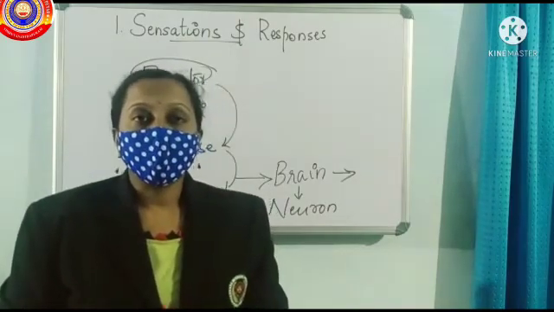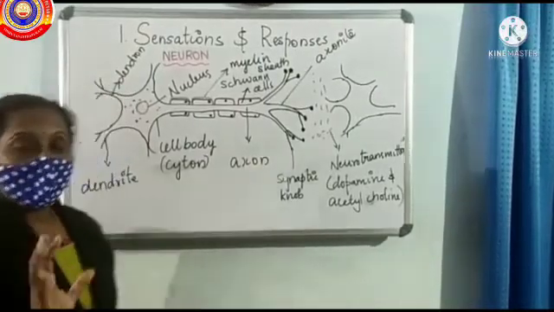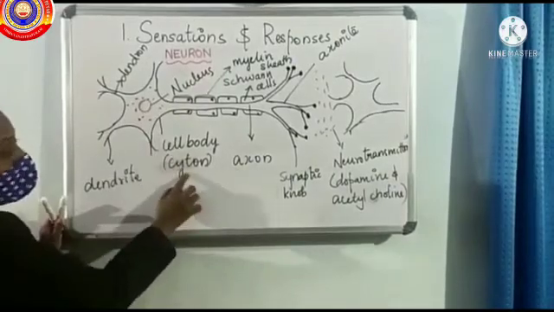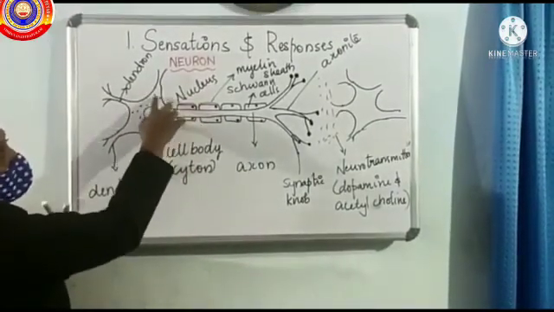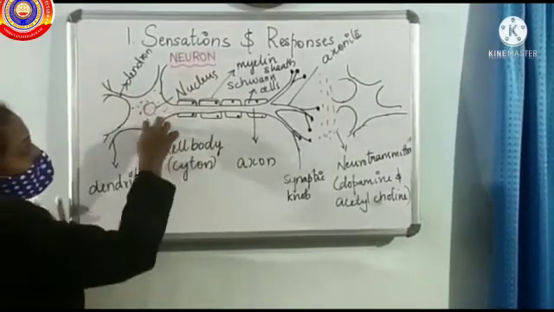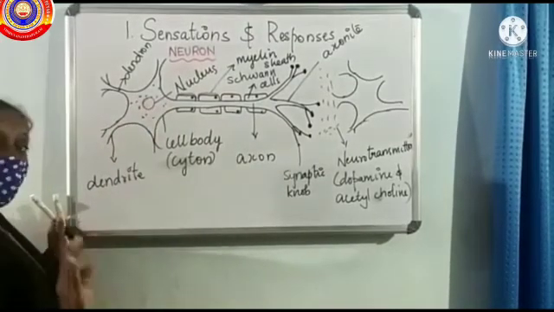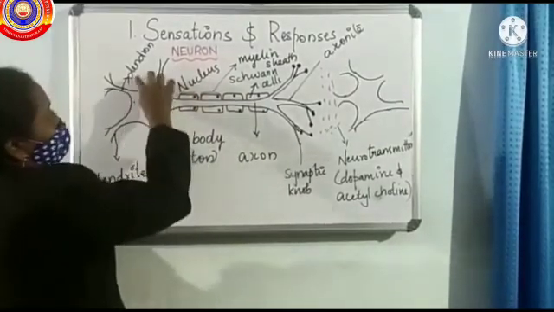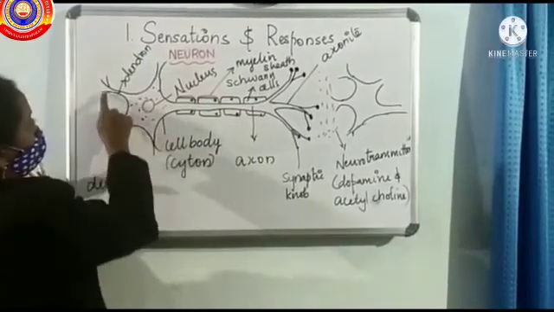So now let's learn the structure and the function of a neuron. The neuron contains a head portion called cyton, or it is also called the cell body. It is covered by a cell membrane, and inside the cell membrane there is cytoplasm with a central nucleus. The tip of the cell body is called the dendron. The branches of the dendron are called the dendrites.